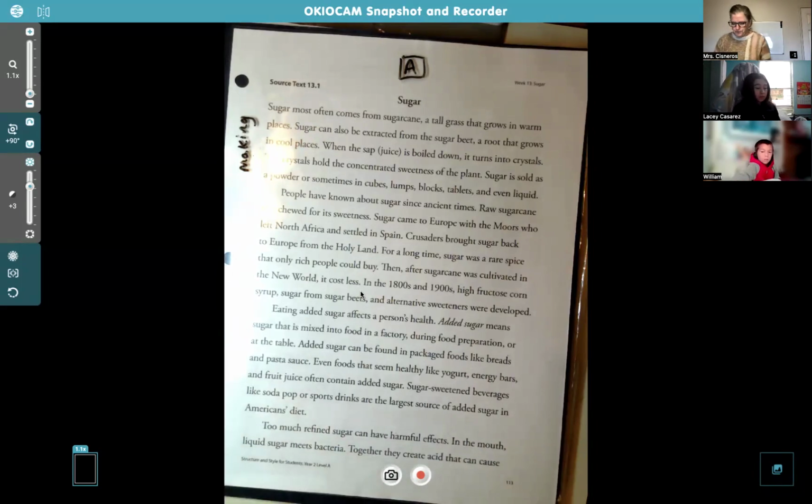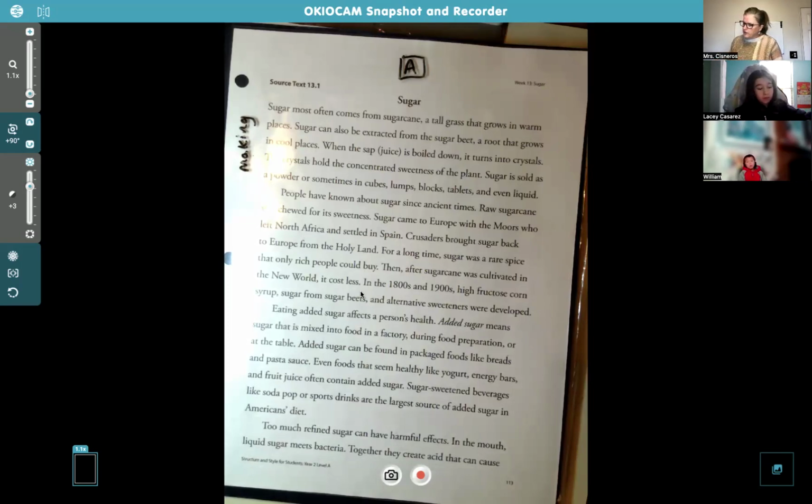The next paragraph says, people have known about sugar since ancient times. Raw sugar cane was chewed for its sweetness. Sugar came to Europe with the Moors, who left North Africa and settled in Spain. Crusaders brought sugar back to Europe from the Holy Land. For a long time, sugar was a rare spice that only rich people could buy. Then, after sugarcane was cultivated in the New World, it cost less. In the 1800s and 1900s, high fructose corn syrup, sugar from sugar beets, and alternative sweeteners were developed.